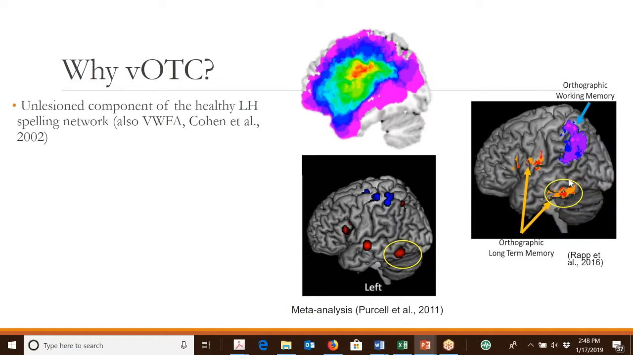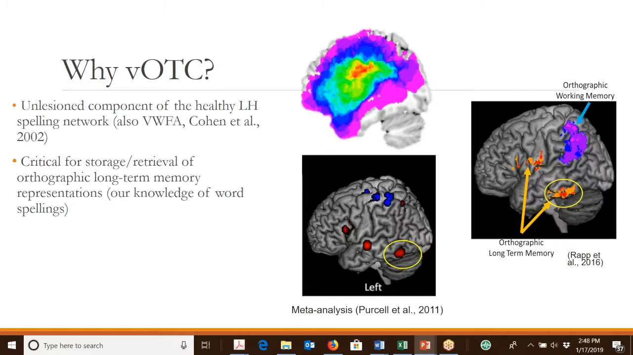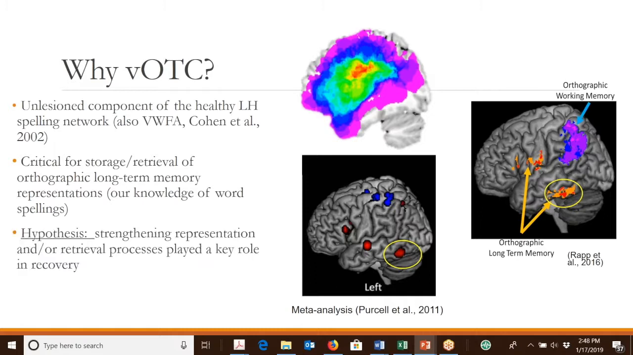One of the things that we know about this part of the brain from studying healthy neuroimaging, but also from studying lesions, is that this ventral occipital temporal area, when it's lesioned, is associated with deficits in the retrieval and storage of our knowledge of the spellings of words. So we know how to spell the word emperor because we store in long-term memory the letters that make up the spelling of emperor. And this brain region is involved in the storage and retrieval of that knowledge. So our hypothesis is that the treatment is strengthening the representation or retrieval processes in this area, and that this played a key role in recovery.